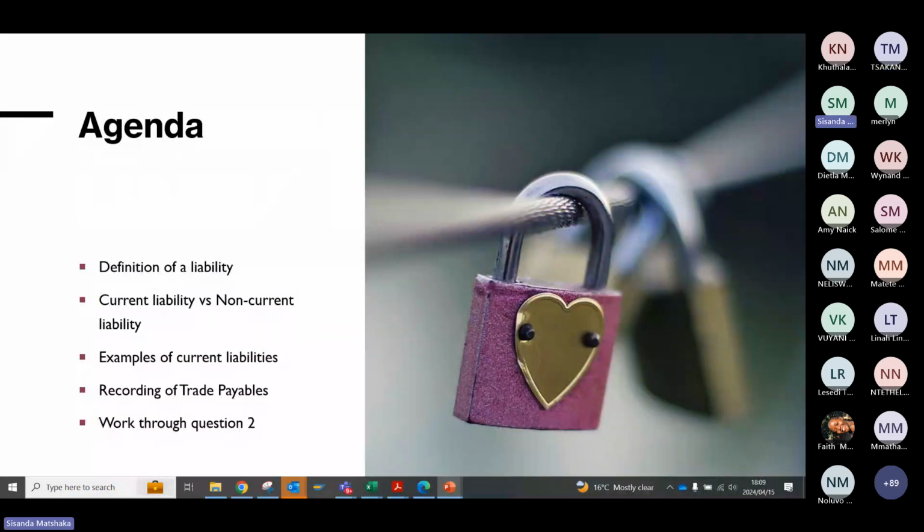All right, so just an agenda as mentioned. We'll go through quickly what a liability is, the definition of what a liability is, and then we'll compare what a current liability is versus a non-current liability. Then we'll go through some examples of current liabilities, and also the recording of trade payables, how that flow works. And then obviously we'll go through question 2, which Amy will take over from there.